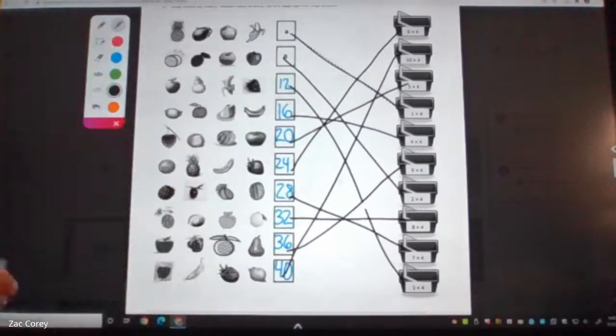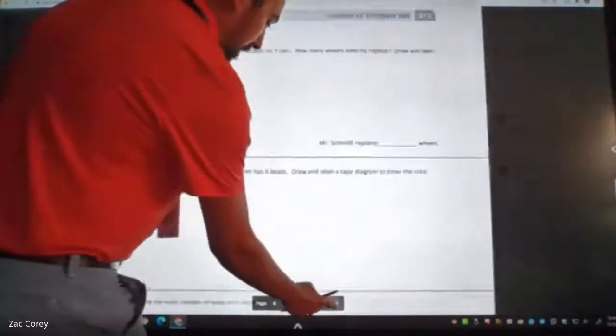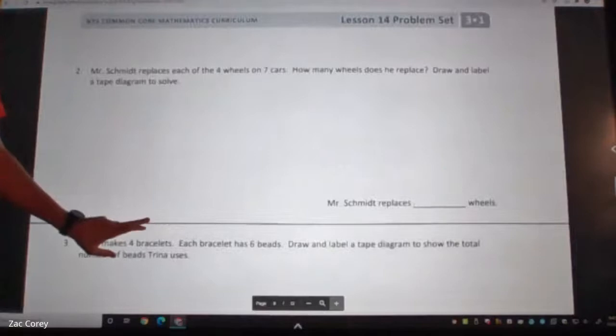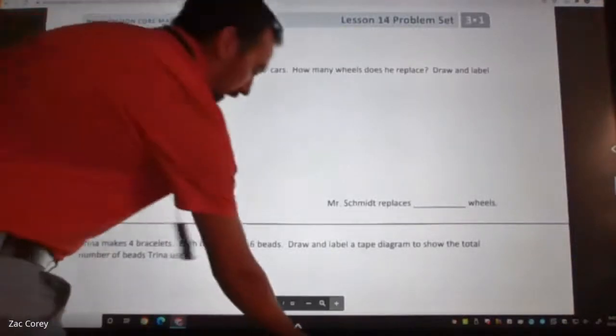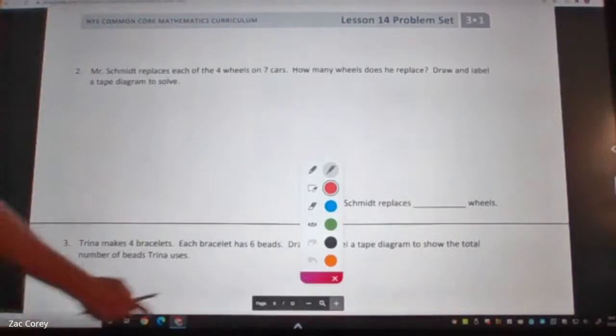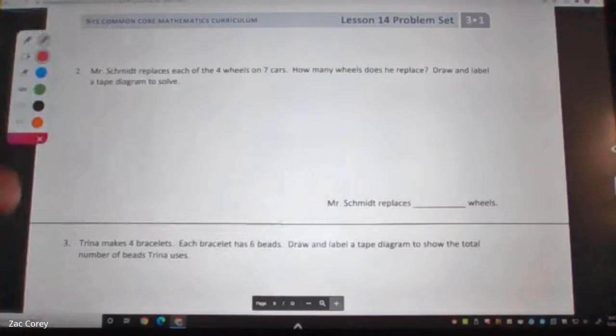Okay, let's go ahead and go on to the next page. Go ahead and turn the page over. Looks like this. I'm going to go ahead and zoom in this time so you guys can see it a little bit better. All right, and we are on number 2. Number 2 says, Mr. Schmidt replaces each of the 4 wheels on 7 cars. How many wheels does he replace? Draw and label a tape diagram to solve.